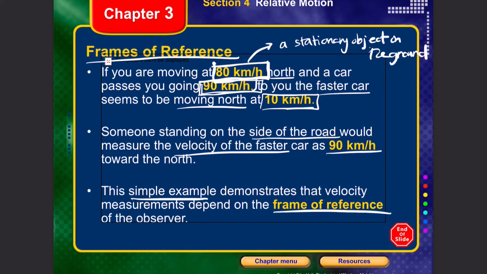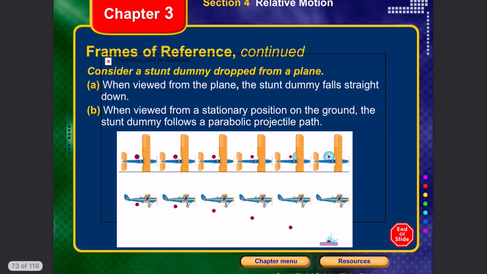If you are the frame of reference, he's traveling at 10 kilometers per hour. But if a person standing on the road is the frame of reference, he's traveling at 90 kilometers per hour. This difference in the frame of reference determines the velocity with which a person is moving.